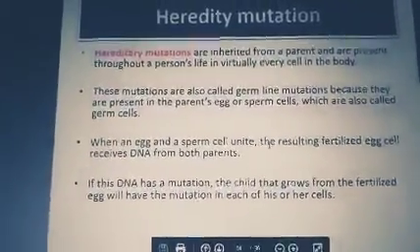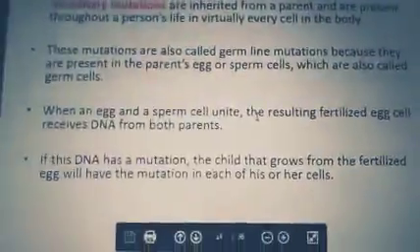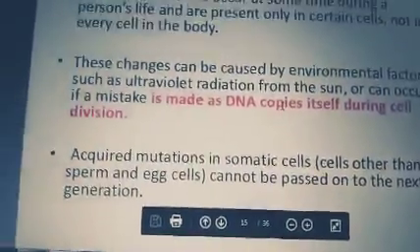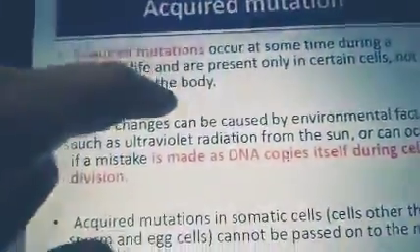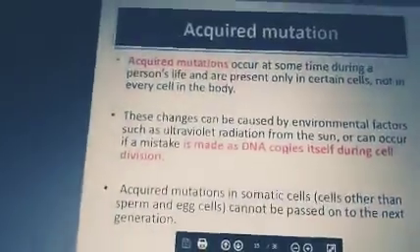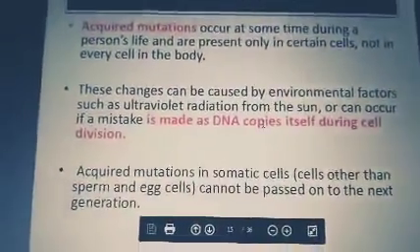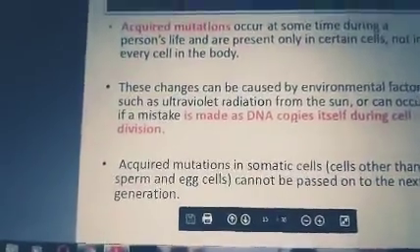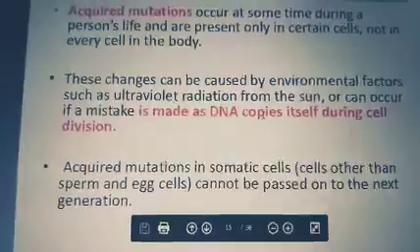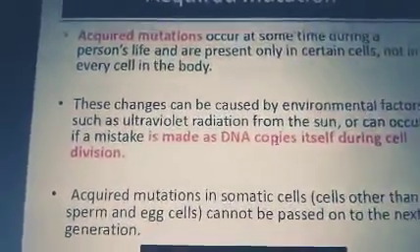So, if a parent, either the male or the female parent, is defective, it would be transferred into the fertilized eggs and definitely to the next generation. Acquired mutations occur at some time during a person's life and are present only in certain cells, not in every cell in the body. Yes, as I said, it is a mutation which occurs randomly in any part or any cell or any tissue of the organism, and most probably the mutation will not be transferred to the next generation.